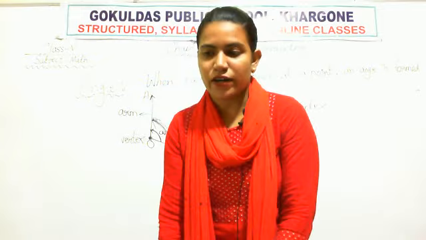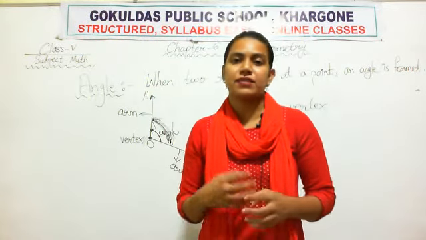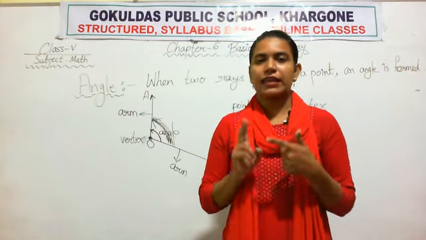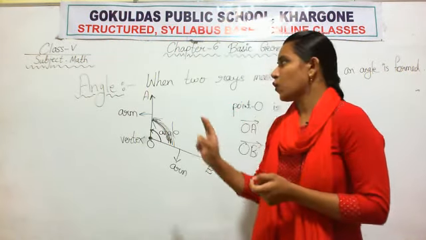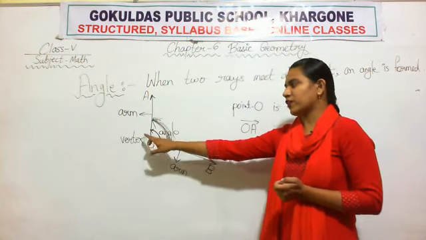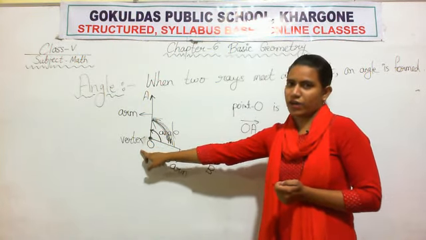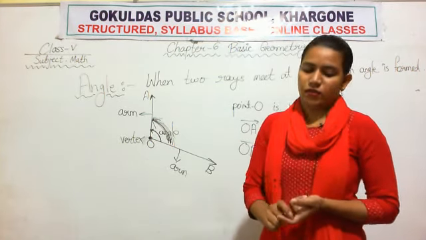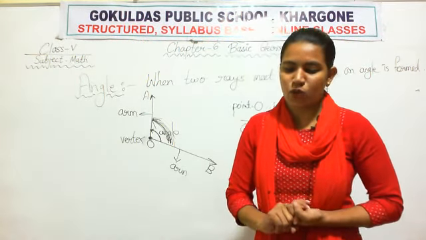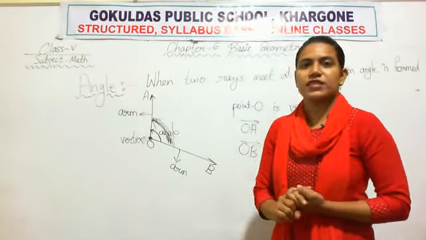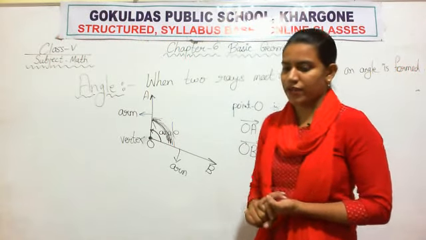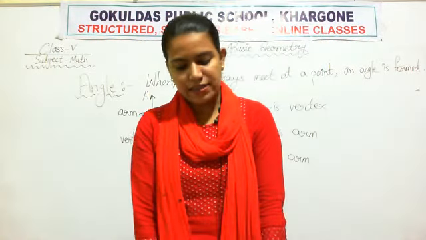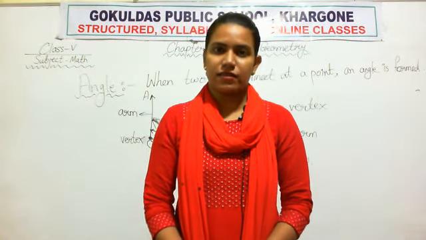So in today's class what we have discussed? We have discussed basic terms related to geometry, okay? Like point, ray, line segment, and when two rays meet at a point we call that point as vertex. The space between two rays is known as angle, okay? And the angle between two arms joined at a point is measured in degree, okay? So our class is over here. In next class we will learn how to measure angles, okay?